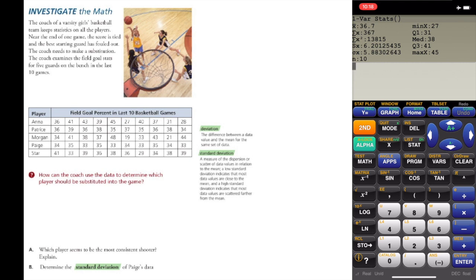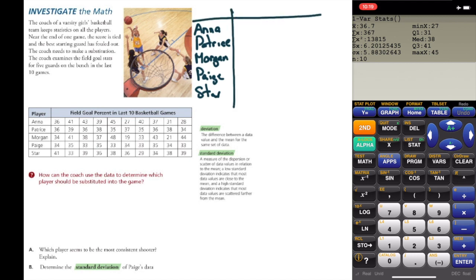So we see, I'll set this up as a table. We have Anna, Patrice, Morgan, Paige, and Star. And as I said, we're going to look at the mean as well as their standard deviation. So Anna's mean, 36.7%, and her standard deviation, we'll just go one decimal place this time, 5.9.